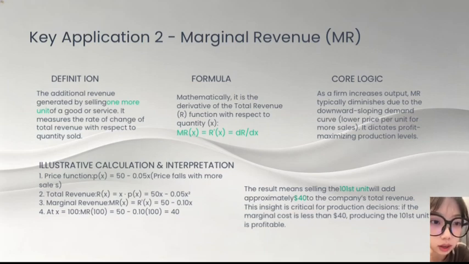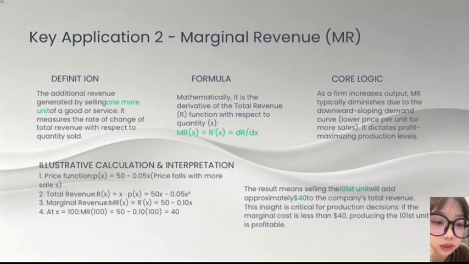This slide talks about marginal revenue, short for MR. First, definition. MR is the actual money we get when we sell one more product. Second, formula. MR of x equals R prime x, read as dR divided by dx. It's the derivative of total revenue. Third, core rules. If we sell more goods, MR will become smaller. It helps us make more profit.